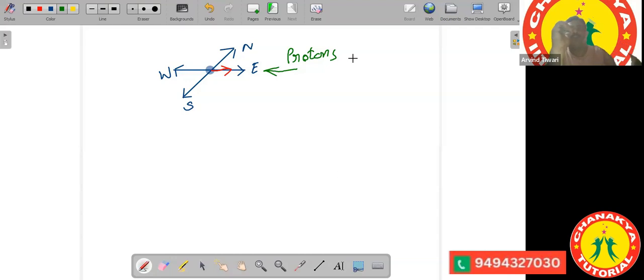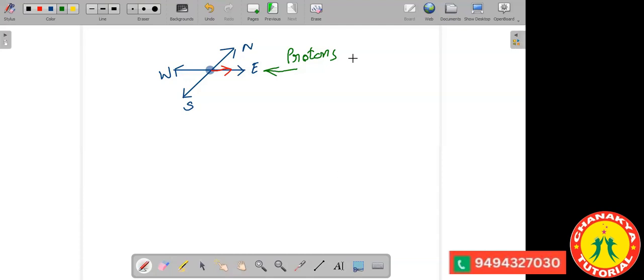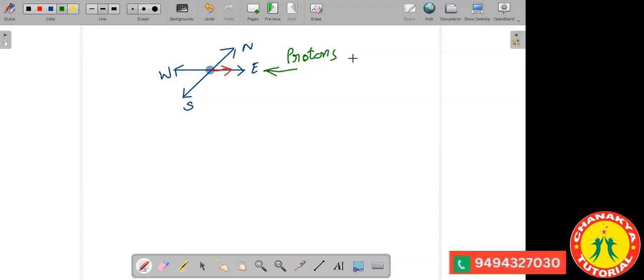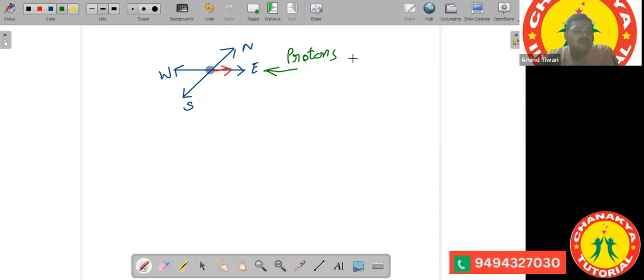Now the curl of fingers is clockwise or anti-clockwise? You observe it on your own. Anti-clockwise, sir. If you have doubt, just take a minute, think of it on your face, make the current come like this and move it. See, it's anti-clockwise. So you will find here that the direction of magnetic field is anti-clockwise in this question.